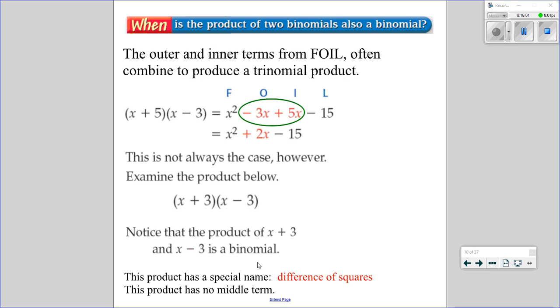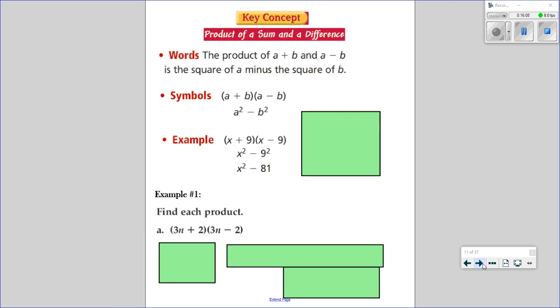So I'm going to show you an example in the next one. So this is called a difference of squares. So let me just show you the example in the other one.